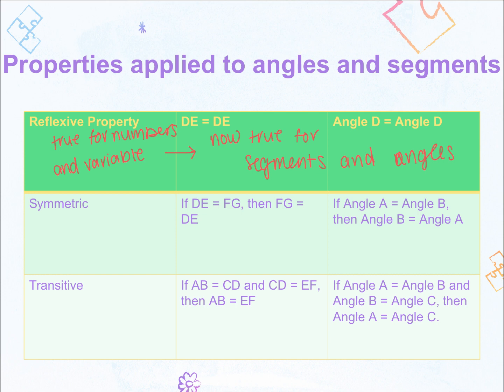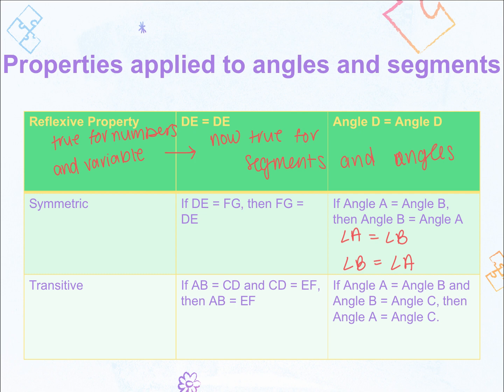So I have angle A. I'm going to go ahead and write my angle sign so we know we have to write it. Angle A is equal to angle B. And angle B is equal to angle A, okay? So we can see that it's switched, okay?